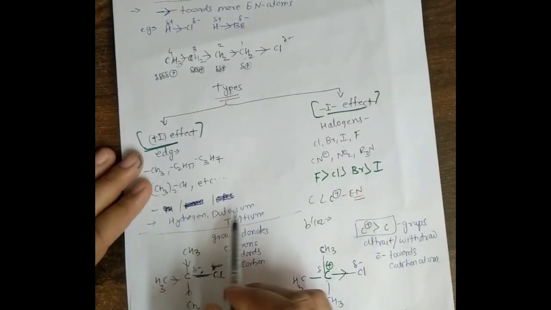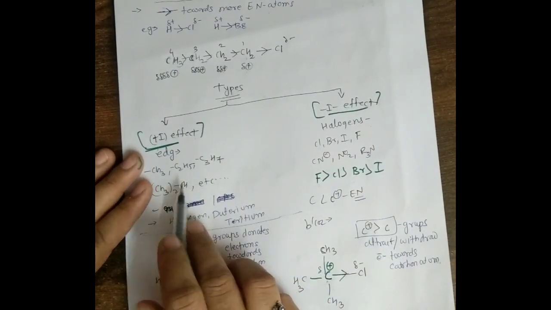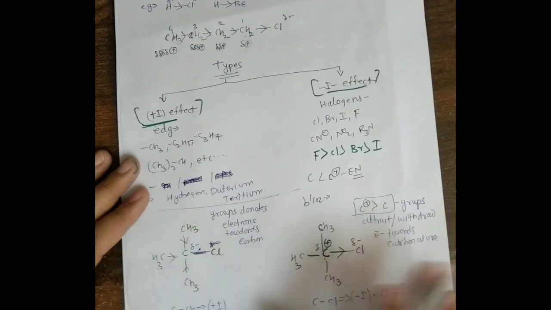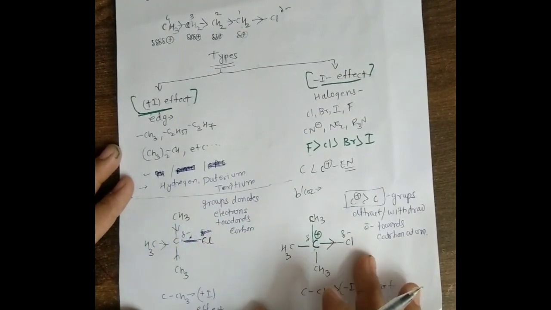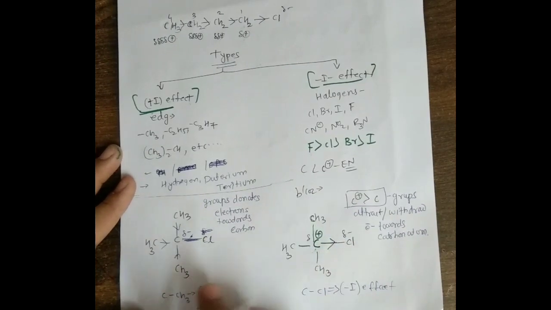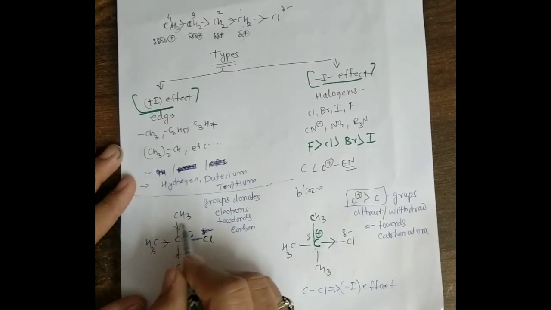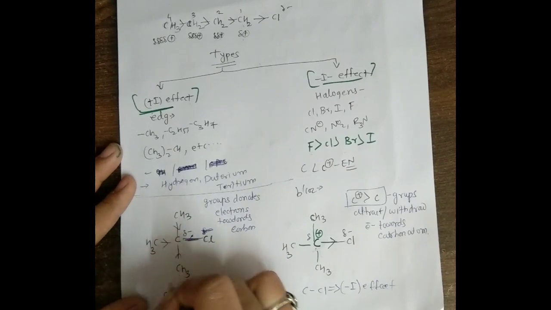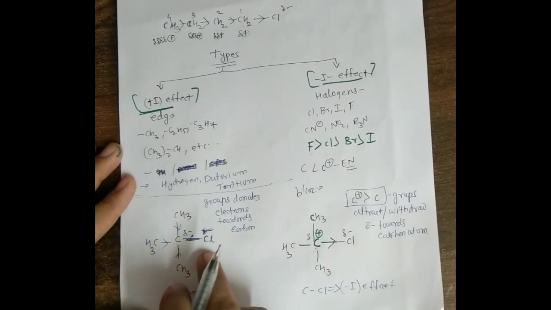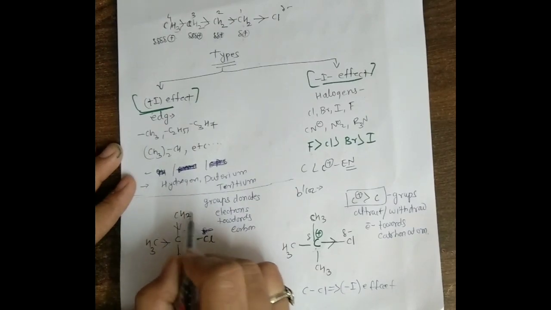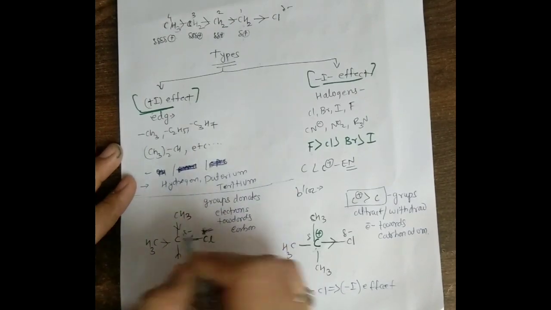Now this is the explanation about the plus I and minus I effect. Here we have taken a carbon which is linked to 3 methyl groups and the electronegative atom chlorine. In this case, the CH3 gives electrons, which shows the plus I effect. Means these are electron donating groups which are donating their electrons towards this carbon.